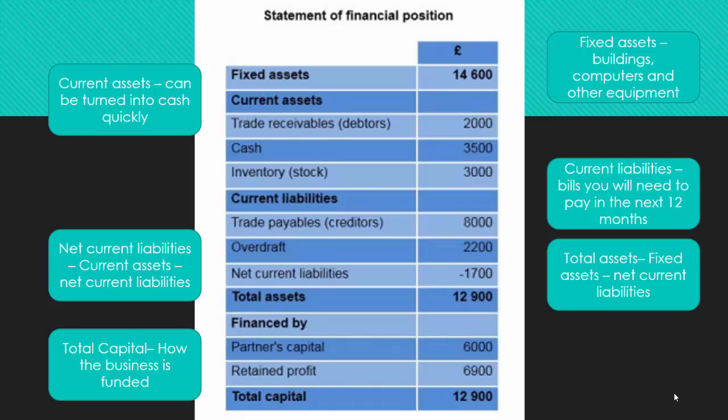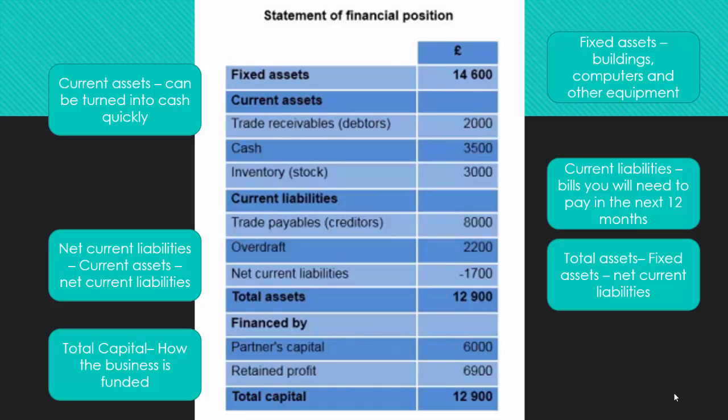Okay, so once we've got that net current liabilities figure, we take that away from our fixed assets figure. So the buildings and all the other computers, equipment, all the things which we're not going to sell. So we've got 14,600 take away 1,700, and that gives us total assets for the business of £12,900. And there's a box on the right hand side which shows how that's worked out.